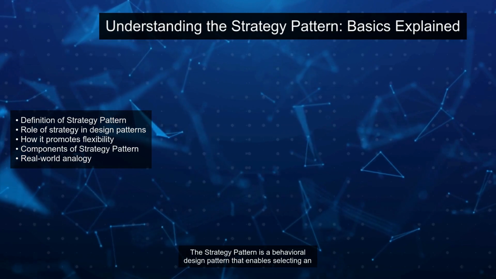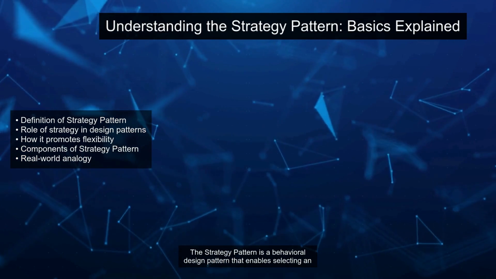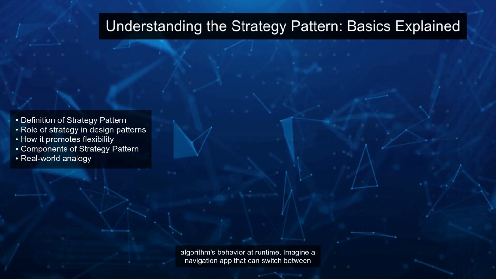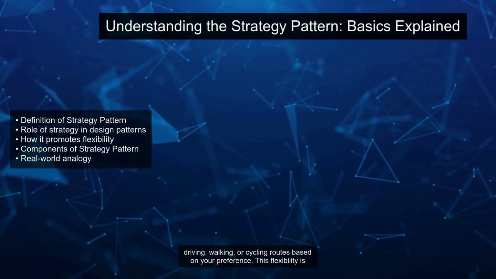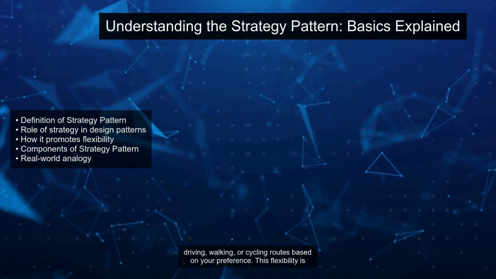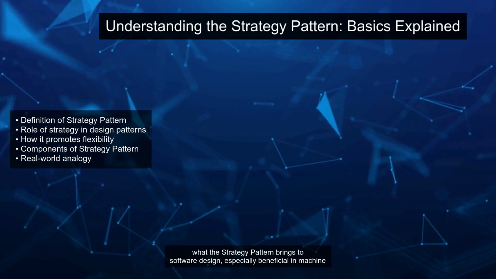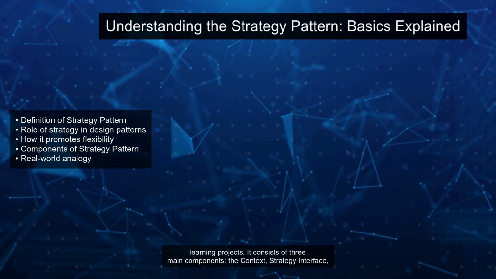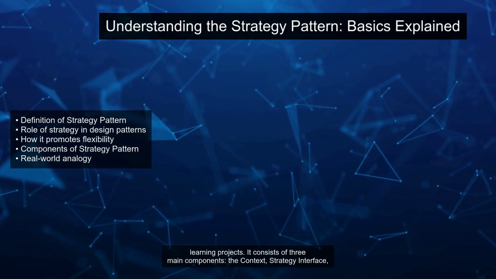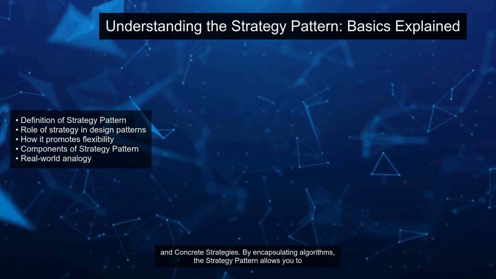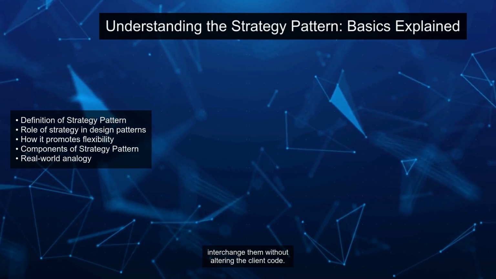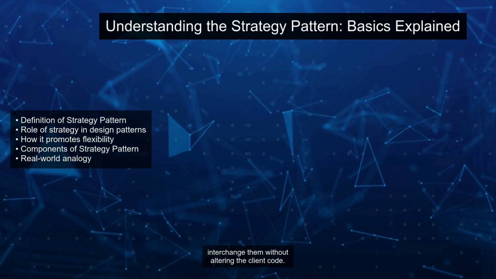The strategy pattern is a behavioral design pattern that enables selecting an algorithm's behavior at runtime. Imagine a navigation app that can switch between driving, walking, or cycling routes based on your preference. This flexibility is what the strategy pattern brings to software design, especially beneficial in machine learning projects. It consists of three main components: the context, strategy interface, and concrete strategies. By encapsulating algorithms, the strategy pattern allows you to interchange them without altering the client code.